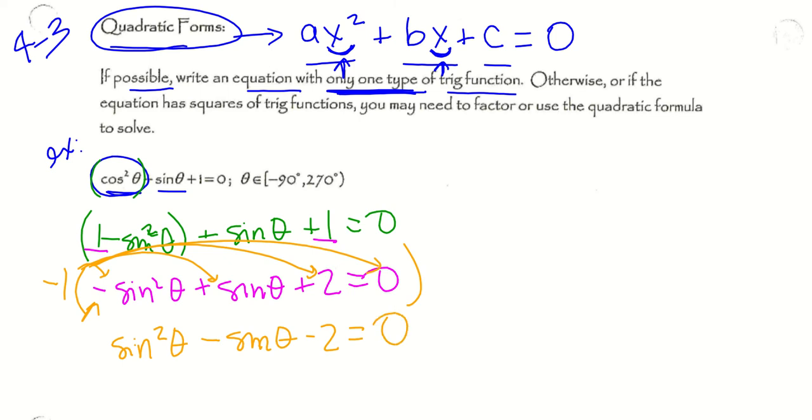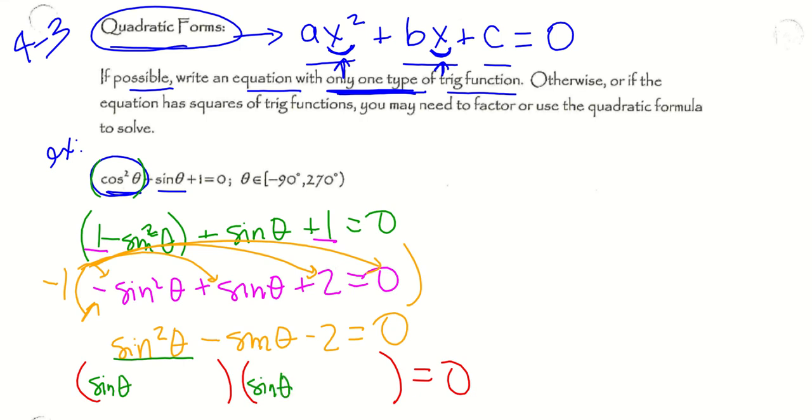Now we have quadratic form, and we're going to solve this quadratic equation by factoring. So we're going to come in here and we are going to try to rewrite this as a product of 2 binomials. So we know that our first term needs to multiply to give us the sine squared of theta. So if we do sine of theta times sine of theta, that gives us sine squared of theta.